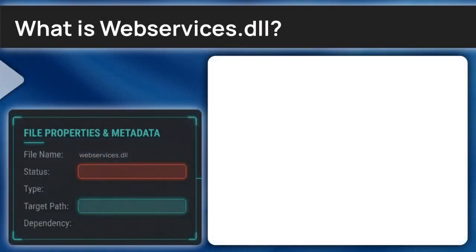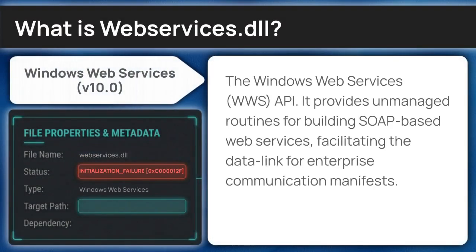This is the Web Services Library, the Windows Web Services WWS API. It provides unmanaged routines for building SOAP-based web services, facilitating the data link for enterprise communication manifests. Knowing the file's purpose is helpful, but now we need to physically restore it.